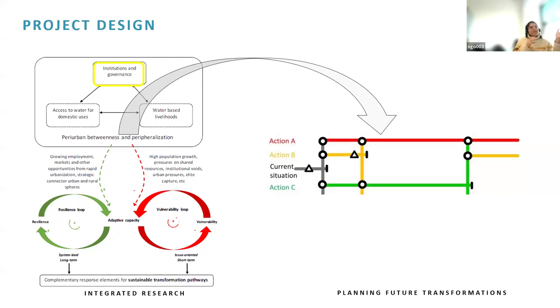And the idea was that we would look at the vulnerabilities, the transformation processes, as well as adaptation that was currently happening in these different peri-urban sites, but feed these into the adaptation pathways approaches that we would then do with local communities and local actors in the second half of the project.